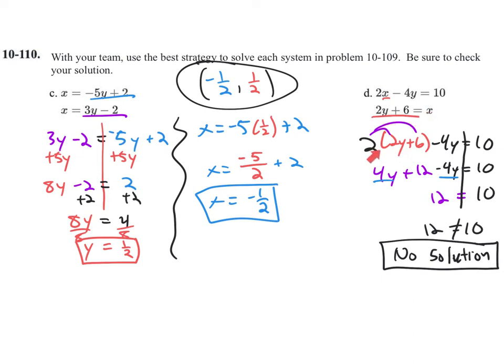So I'm just substituting this in, and notice here I've got 4y and minus 4y. That makes 0y. So all I'm left with is 12 is equal to 10. Well, 12 is not equal to 10. That is not true. If you get something like this, that means that there's no solution. There's no number that's going to make these two things cross. And what this really means is that you're talking about parallel lines.